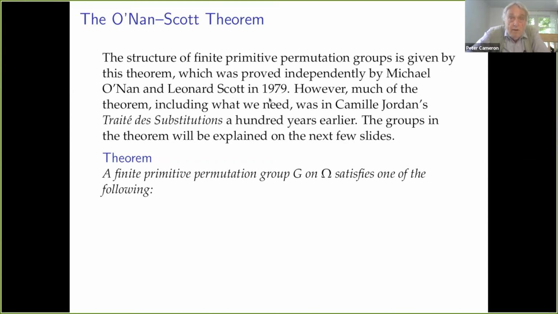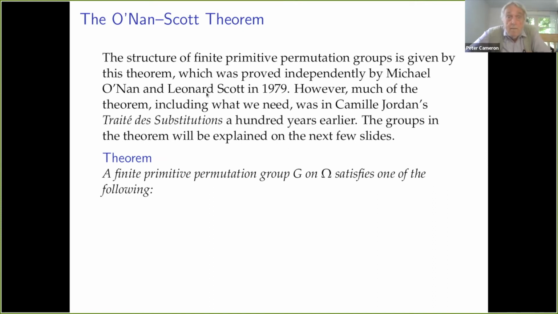And why were they doing this in 1979? Well, it turns out that at that point, it was only a couple of years in the future that Daniel Gorenstein would announce that the classification of finite simple groups was essentially finished by tidying up a few loose ends. Well, tidying up the loose ends took 25 years, but that's what Gorenstein said then. And of course, then people start thinking, oh, well, it's all done, nothing more to do.